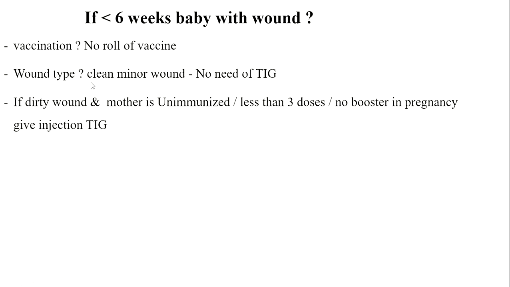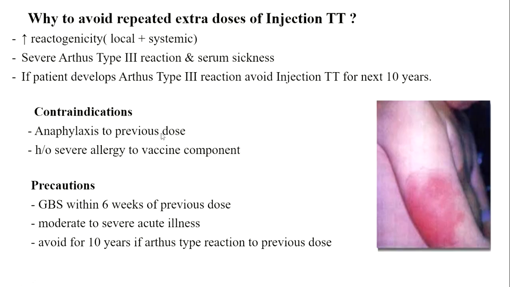Here also, if the patient has a clean minor wound, there is no need for vaccination or immunoglobulin. We can wait till 6 weeks of age and then start vaccination. And if the baby has a dirty wound, that is a tetanus-prone injury, and the mother is unimmunized, or she had received less than 3 doses, or she had not received her booster dose during pregnancy, then injection tetanus immunoglobulin should be given.